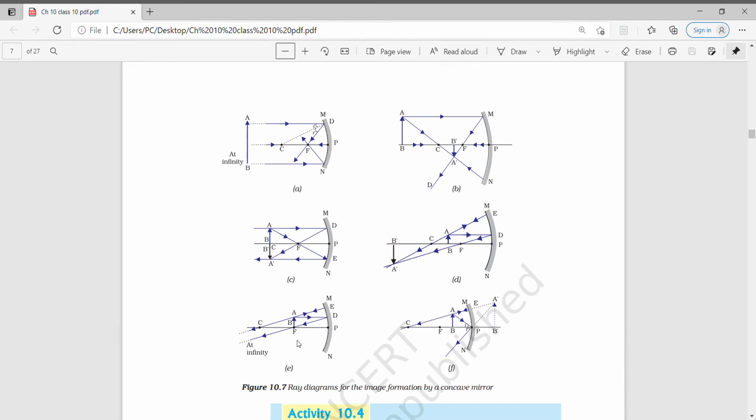Like let's talk about this fifth ray diagram, in which the object is at focus. AB is the object, and the first ray of light is parallel to the principal axis. And you know, the light which is parallel to the principal axis, after reflection will pass through the focus. So this direction is shown with the help of the arrowhead, and after striking the mirror, it passes through the focus. You can see the direction of the arrowhead from here also, and then it is going in this way.